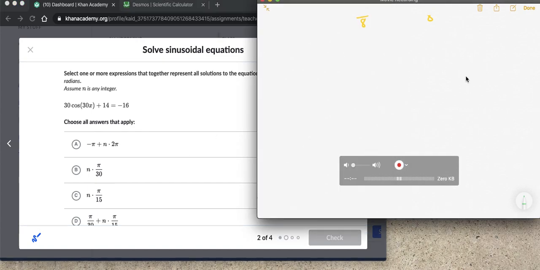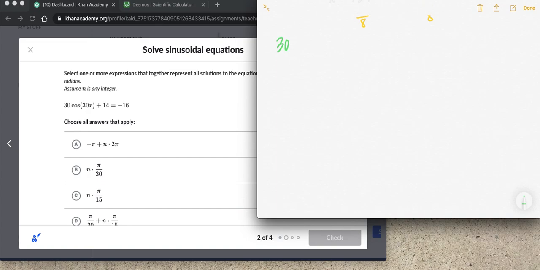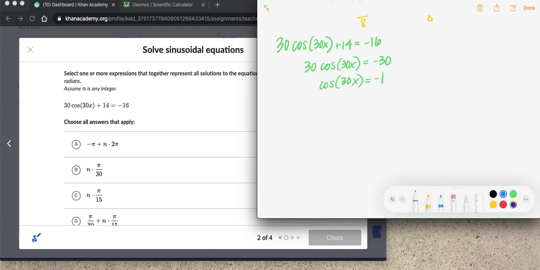Same idea, we want all the solutions to this equation. So 30 cosine of 30x plus 14 equals negative 16. Let's start off the same way. Let's subtract 14 from both sides. Divide both sides by 30. And now we're going to think, well, where does the cosine equal negative 1? That's actually doing the inverse cosine. At what angle is our cosine negative 1?